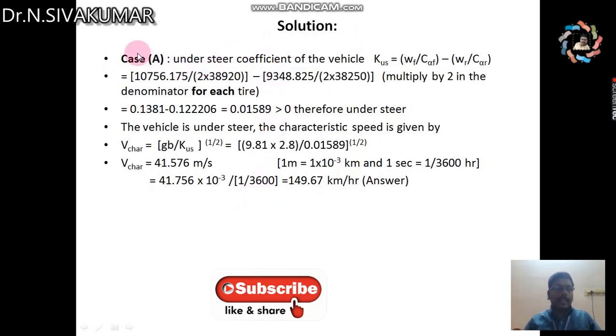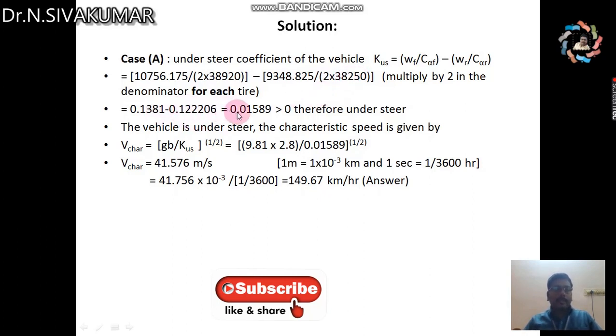Solution. Case A, understeer coefficient of the vehicle KUS equal to WF divided by C alpha F minus WR divided by C alpha R. So which is equal to WF value 10756.175 divided by 2 into C alpha F 38920. Here we are multiplying by 2 in the denominator for each term. So you have to multiply by 2. So minus WR equal to 9348.825 divided by 2 into C alpha R 38250.